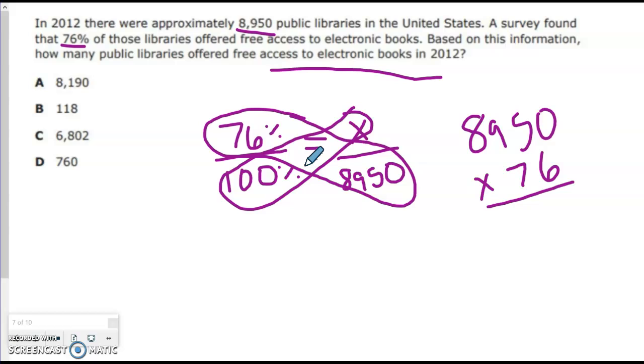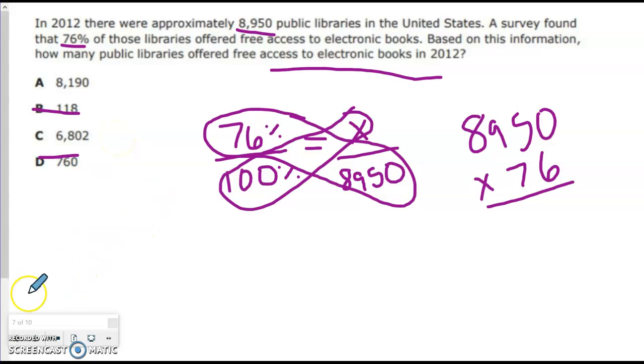This is another question where we can eliminate answer choices. 76% is a lot. That's almost a whole. It's a little more than 3/4. So this is all the libraries in the country. 76% are offering access to the book. So we can throw out these two answers. They don't make sense. C is the one that probably makes the most sense, but I would do the math to be sure.